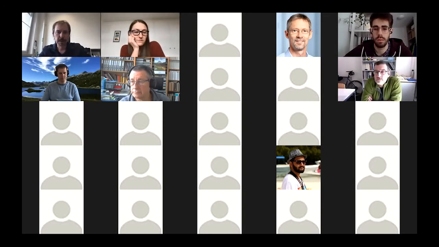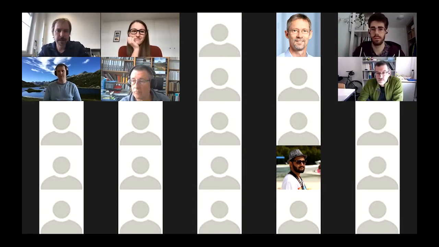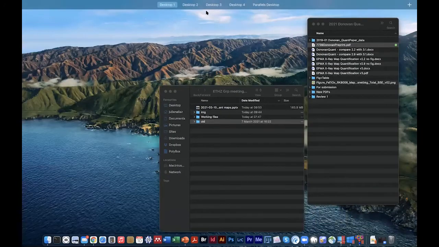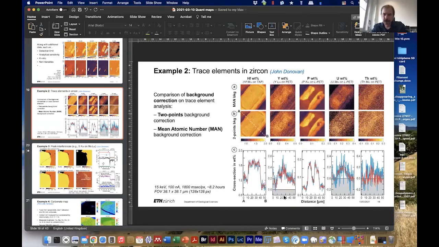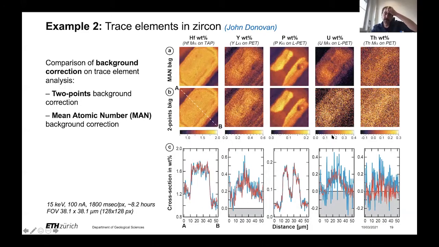But in that case, for the zircons, we actually got very nice maps, even at very low concentration. So, oops, I should maybe share the screen first. Sorry, once again. All right. So yeah, in this case, we got variations going from 0 to 2000 ppm. And effectively, the MAN worked kind of nice.